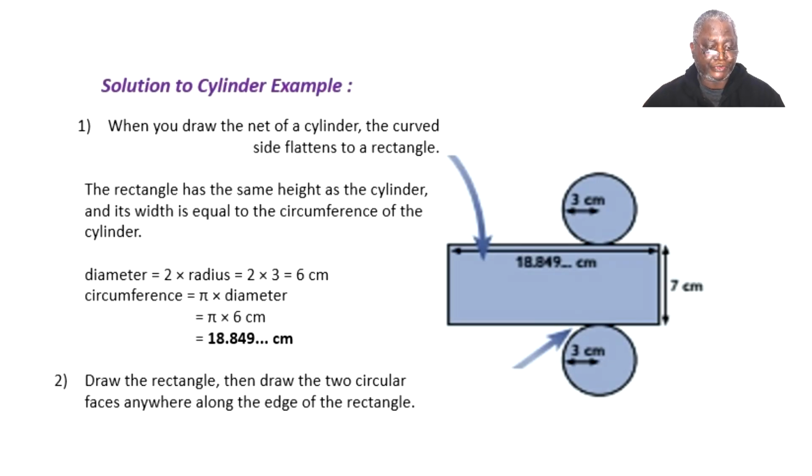So the diameter is 2 times the radius, which is equal to 2 times 3 centimeters, which is 6 centimeters. Circumference is equal to pi times diameter. We know that pi is 3.142, times 6, is equal to 18.849 centimeters. Draw the rectangle, then draw the 2 circular faces anywhere along the edge of the rectangle. And that is what you're expected to do on the right.